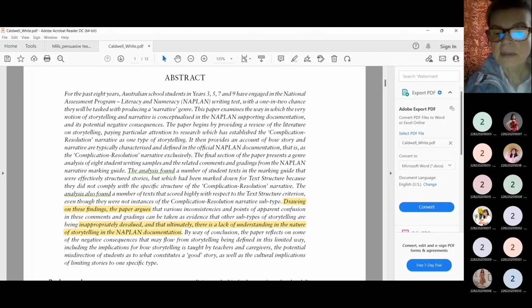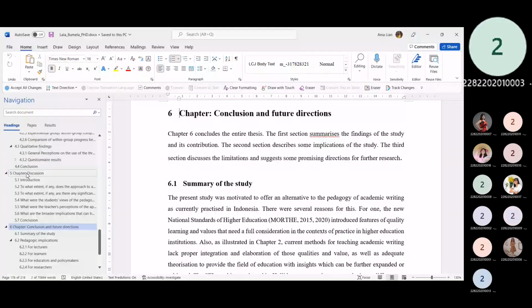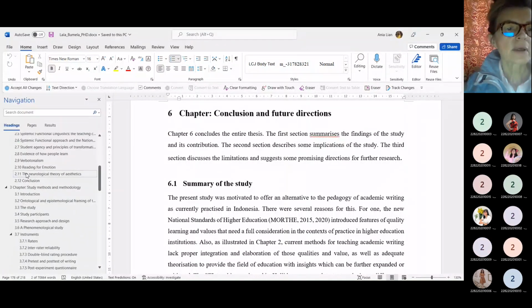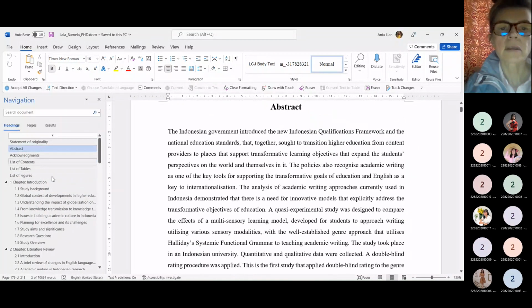Now I'll show you something. I'll show you how Lala did that in his PhD. We go to his abstract. Right, and look what he does.